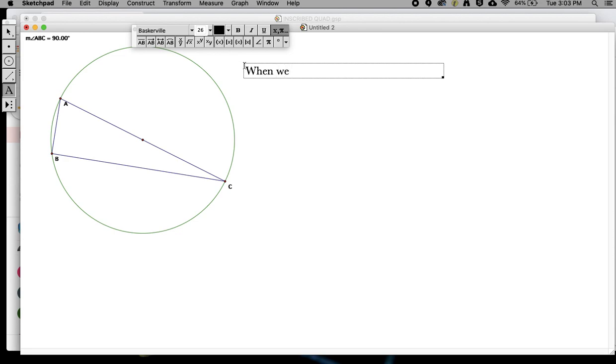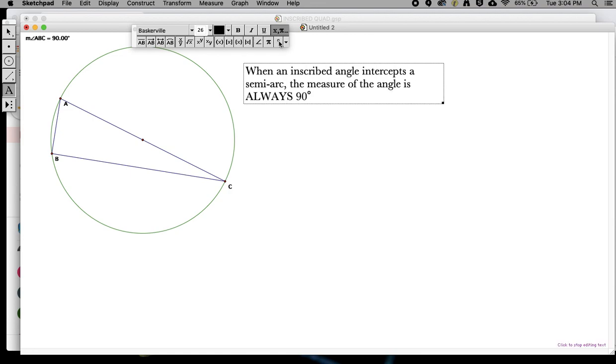When an inscribed angle intercepts a semi-arc, the measure of the angle is always 90 degrees.